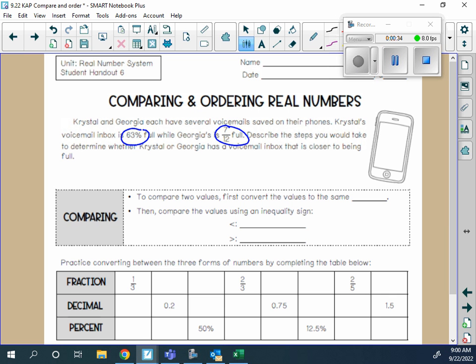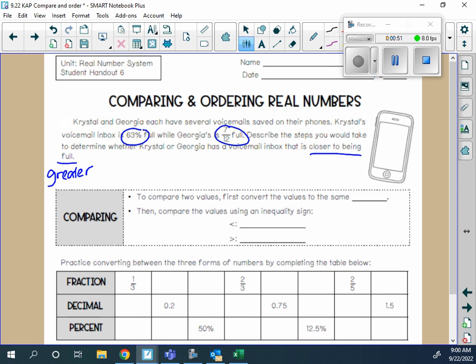But what are we looking for? Whose is closer to being full? Give me a better math word for that. Which one is greater? That's exactly right. See, I didn't say the word greater. You had to say it, right?